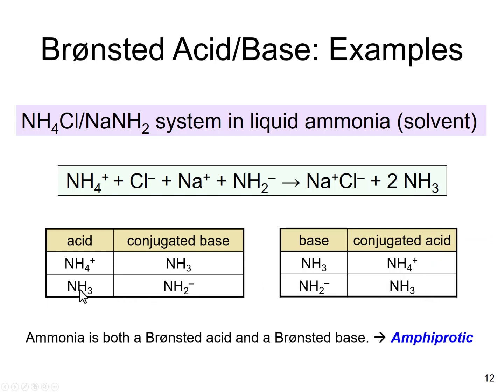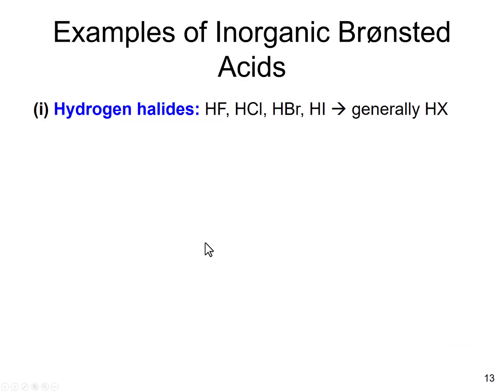So here you can see again ammonia appearing as an acid and as a base. So ammonia is both, again, a Brønsted acid and a Brønsted base in this particular scenario. And it is also, just like water, amphiprotic. Now here we will look at more examples of Brønsted acids.